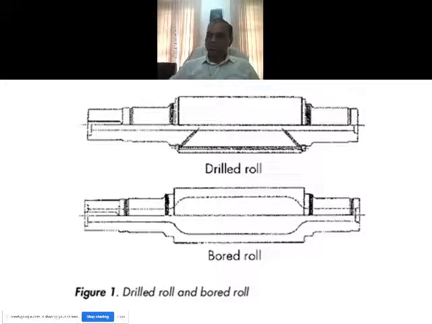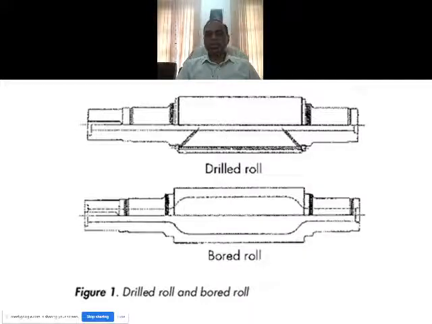So that is why the bored roll business is a little bit tricky. But to make this kind of roll is less expensive, more economical, that is why it is used a little more widely in less critical areas than the drilled ones.